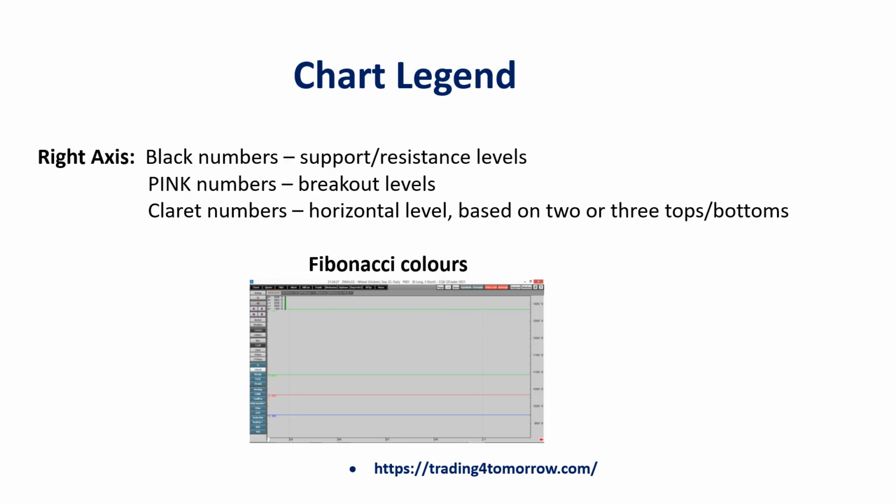Before I do that, just the legend so you know exactly what's there. The black numbers are going to be support and resistance levels based on trend lines. Pink numbers are going to be breakout levels. And claret numbers are just going to be horizontal levels where I've identified support or resistance, generally based on double or triple tops or bottoms.